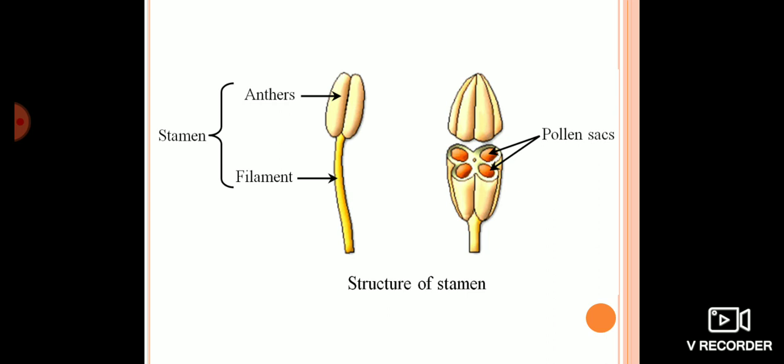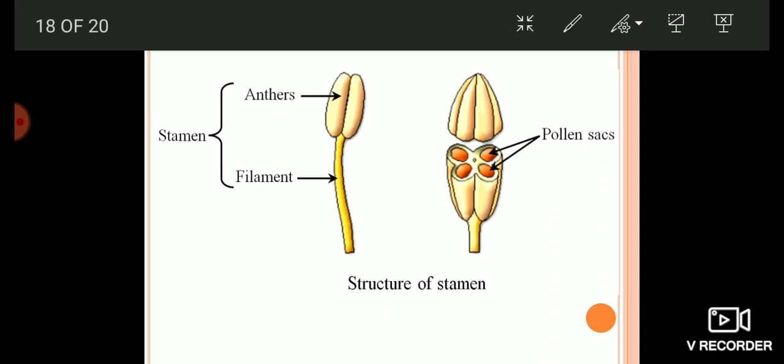Here as you can see in the picture, the male reproductive part of the flower called stamen, the upper flat part of the stamen is called anther. So this upper portion of the stamen is called anther, and the long stalk is called the filament. This is the filament and this one is the lobe-like structure called anther, and the stalk is called the filament.